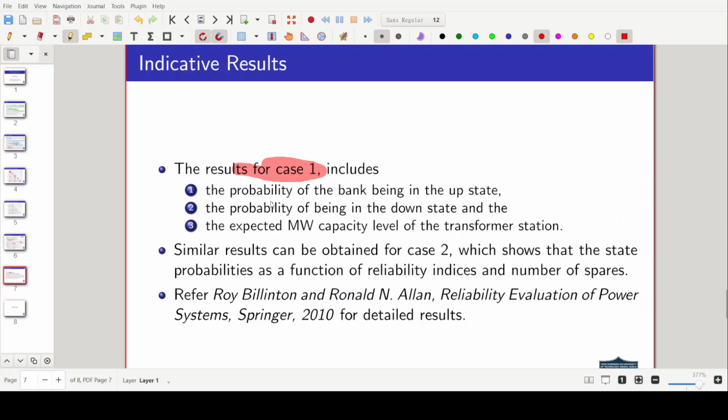Okay, so what actually is there in the result in this case? The probability of the bank being in the up state, the probability in the down state, and the expected megawatt depending on the level of the transformer. Similar results can be obtained for case 2, which shows the state probabilities as a function of reliability indices and number of spares. So the state probability can be mentioned in terms of number of spares, and accordingly we will decide how many spares should be available. So detailed results can be obtained from the book. Okay, only for understanding. You can take it up as a project, but from exam point of view only the theoretical part will be asked.